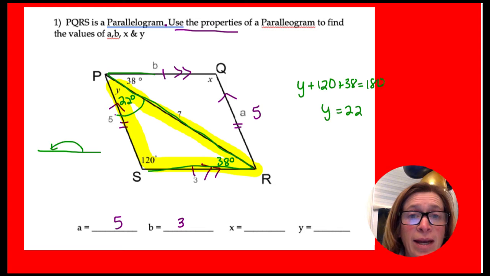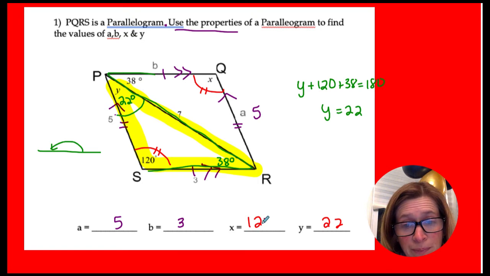All right, and then I see that the last thing I have to do is get X. Well, opposite angles in a parallelogram are congruent, and you have your property sheet. So I'm going to mark those congruent. So that means X would have to be 120.